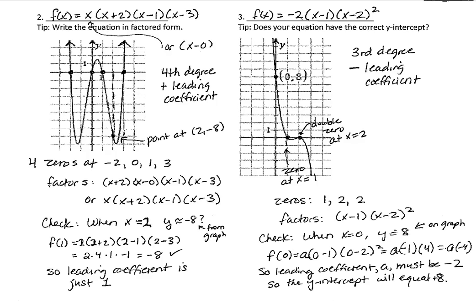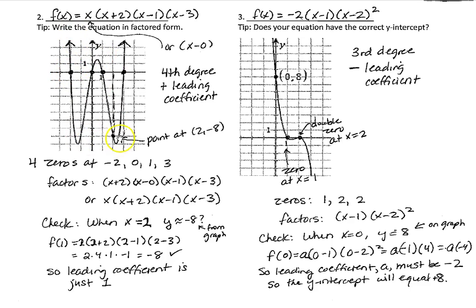In this video, we're going to talk about problems 2 and 3 on the Writing Equations from Graphs worksheet. These are both polynomials. So with a polynomial, I'm wanting you to write it in factored form. So the first thing we would need to do is find the zeros.